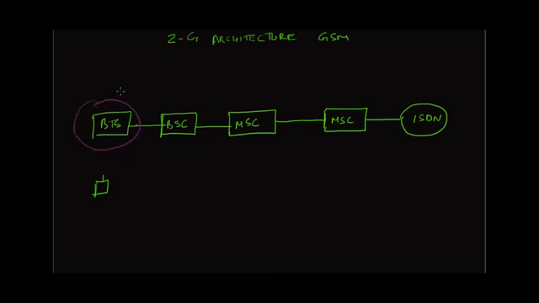BTS, on the other hand, is responsible for paging the mobile, coding. It has a transceiver which is responsible for receiving and transmitting the radio link. It's a radio link between the mobile and the base station, base transceiver subsystem.